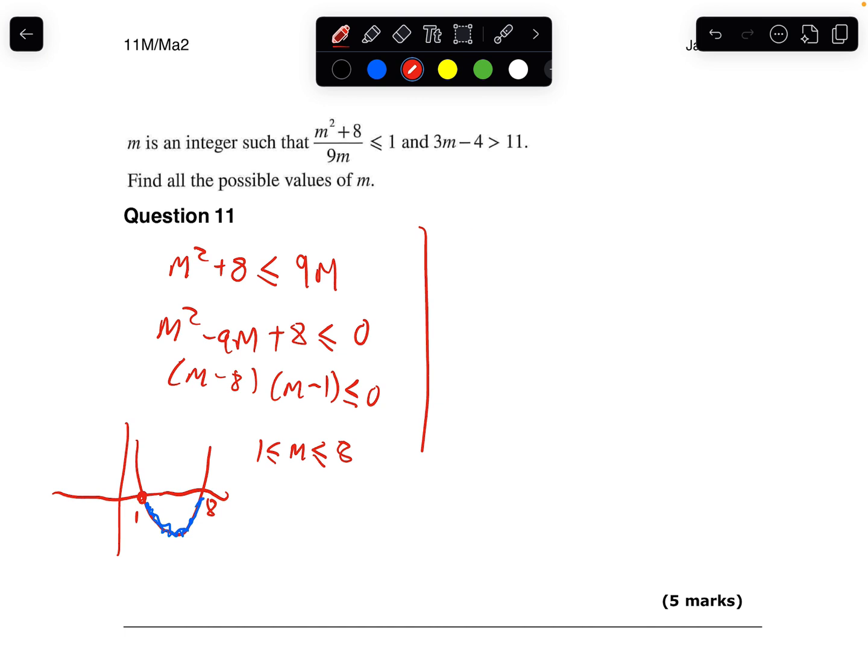Similarly, doing the part on the right, 3m minus 4 is greater than 11, so 3m is greater than 15, so m is greater than 5. So now using these two combined, I know m is any number between 1 and 8, inclusive, includes 1 and 8, whereas m has to be bigger than 5. So m can't be 1, 2, 3, or 4, or 5, because that's not bigger than 5. So the only numbers that m can be is 6, 7, or 8. Okay, they're the only numbers that satisfy both inequalities at the same time.